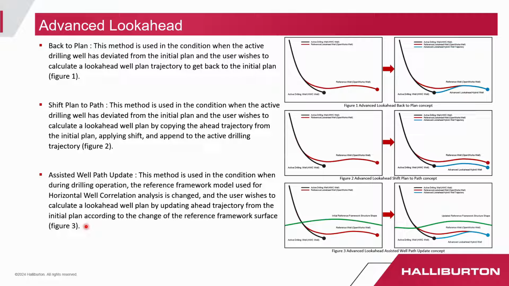The third method that can be used is called assisted well path update. This method assumes the scenario when, during drilling operation, the reference framework model used for horizontal well correlation analysis is changed, and the user wishes to calculate a look-ahead well plan by updating the ahead trajectory from the initial plan according to the change of the reference framework surface.